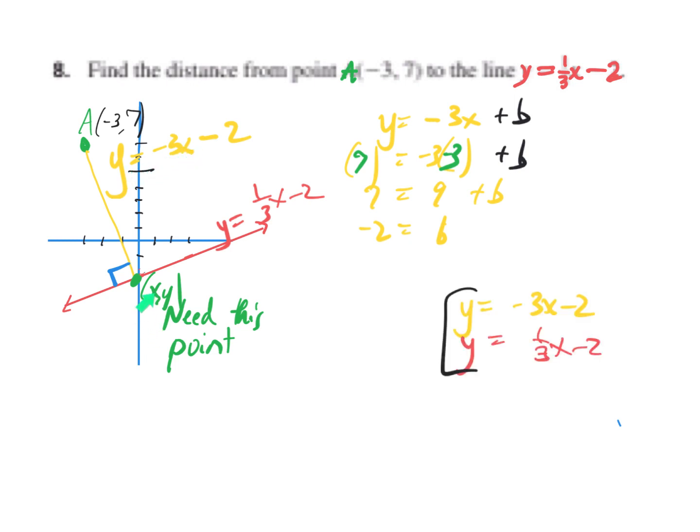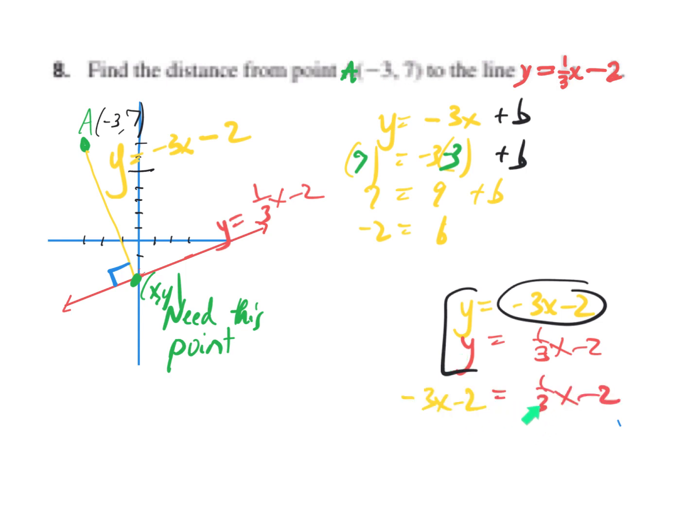To find this point, we recognize that it's a point that's on the red line and it's on the yellow line simultaneously. So it will be an x and y value that make both equations true at the same time. In other words, we need the solution of this system. If we use the substitution method, we can say this y is isolated, and the expression negative 3x minus 2 can take y's place in the other equation here.